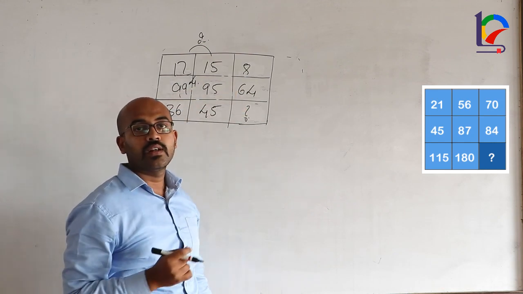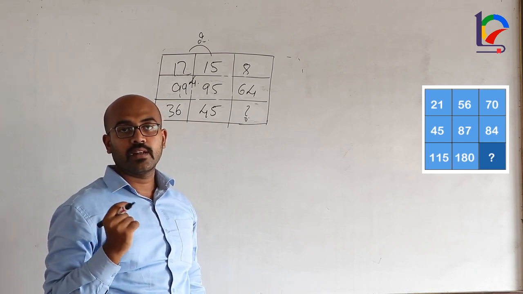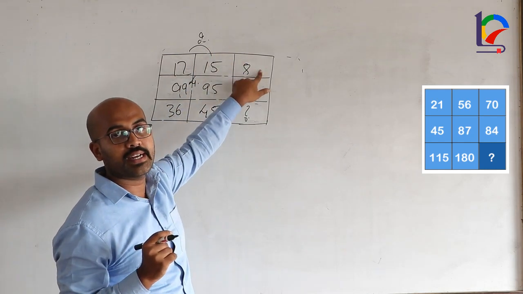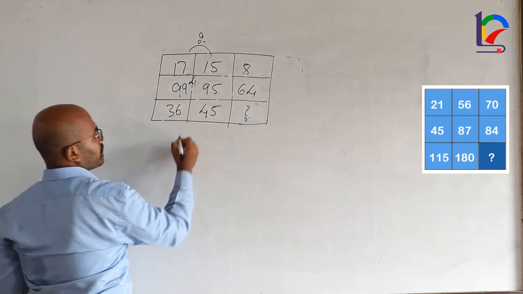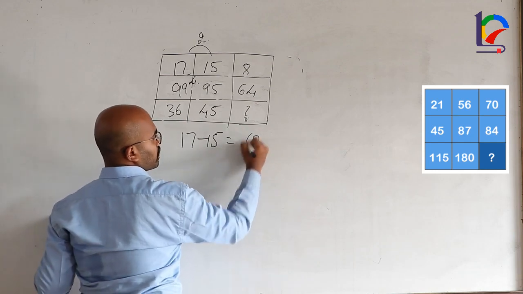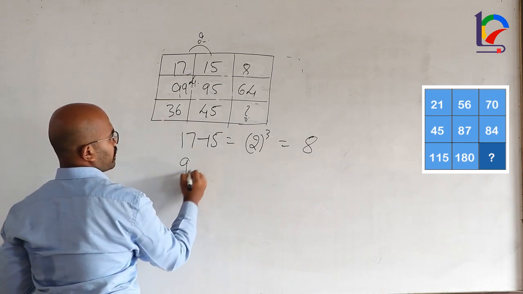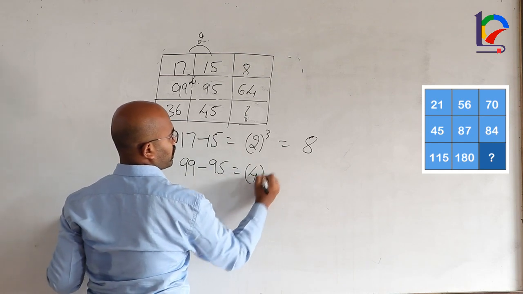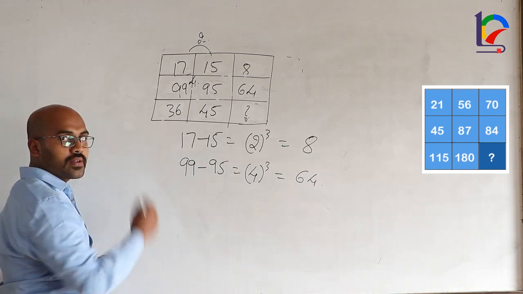Yes, of course. So in the first problem what we did was we took the square. Here it is cube, because 2 cube is 8. Similarly, 4 cube is 64. So 17 minus 15 is 2. Cube is 8. Similarly, 99 minus 95 is 4. Cube is 64. So, can you solve the next?